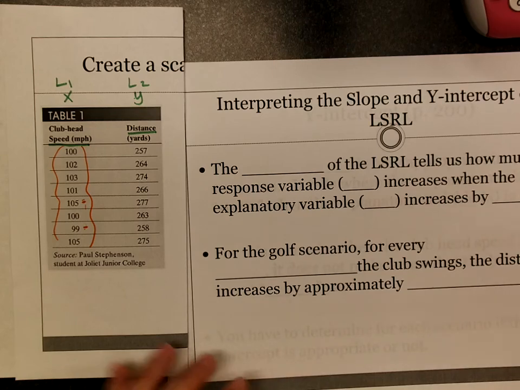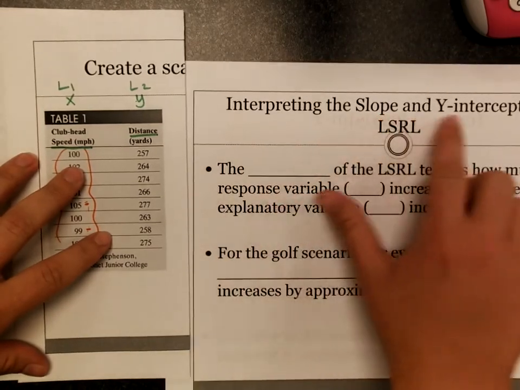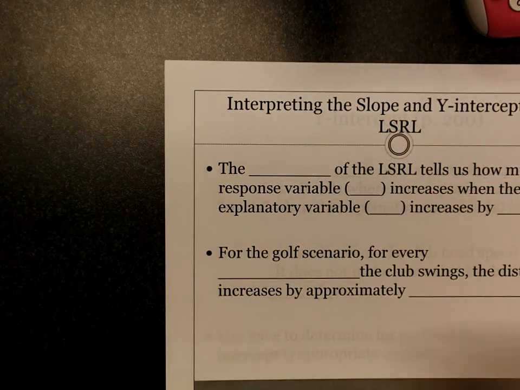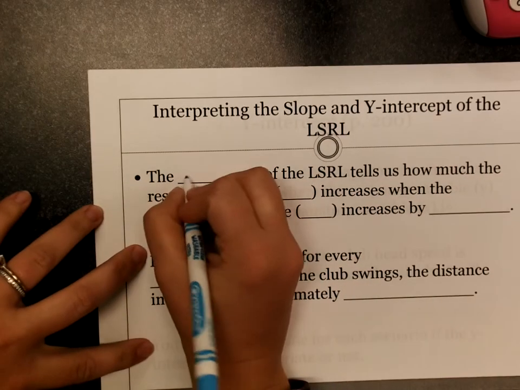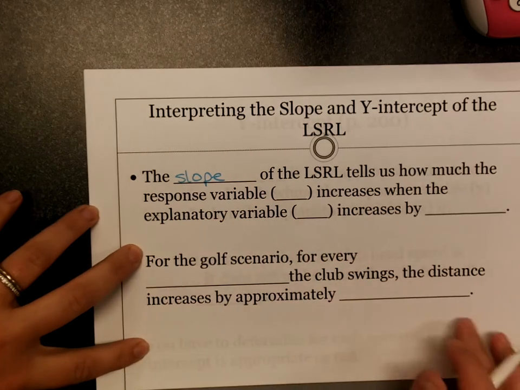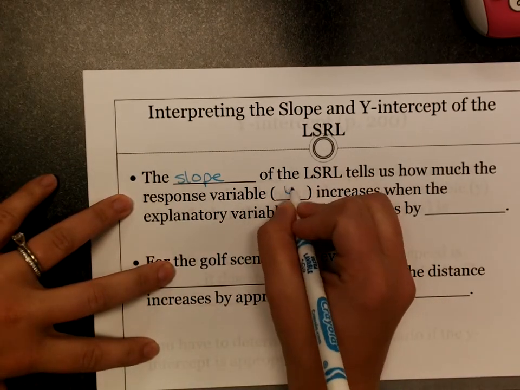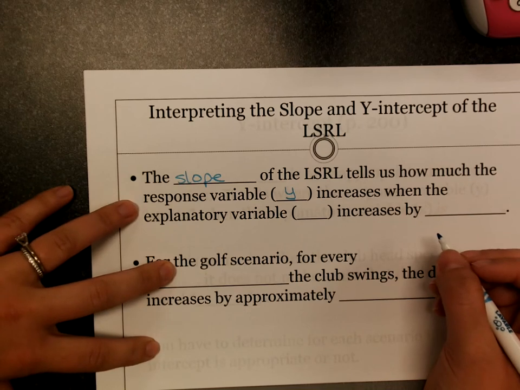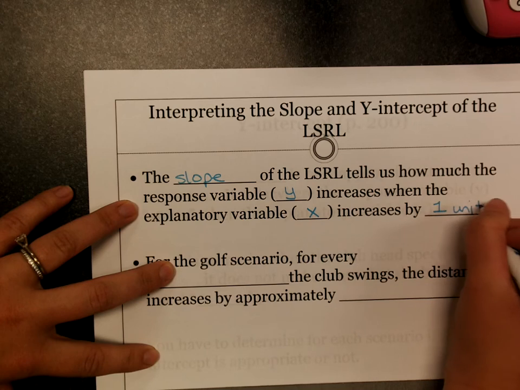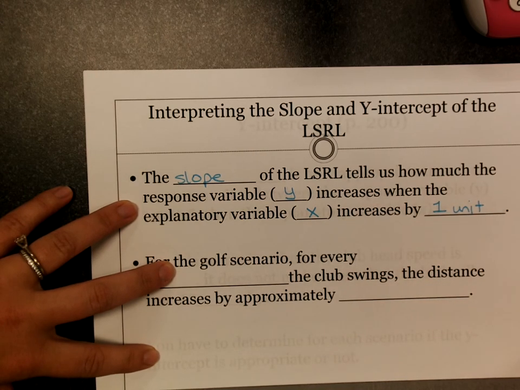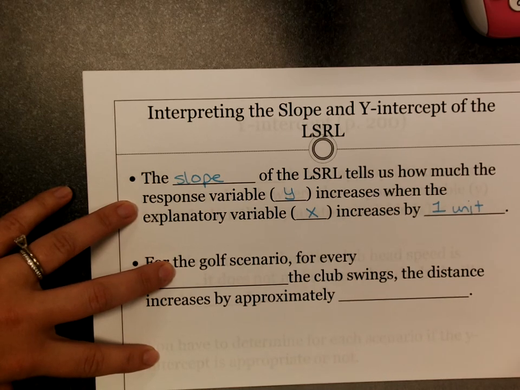And the last thing we need to discuss is how to interpret the slope and the intercept of the LSRL. So the slope of the LSRL tells us how much the response variable, or the y variable, increases when the explanatory variable, or x, increases by 1 unit. Now that unit depends on the problem. It could be gallons, miles, inches, whatever it might be.